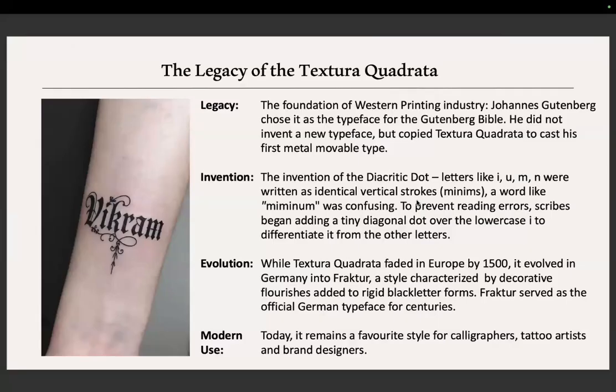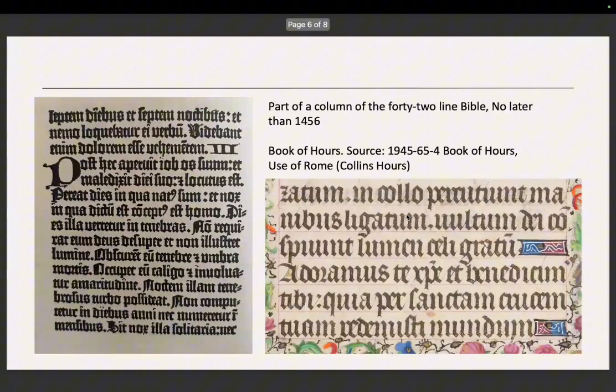And another evolution is that when Textura quadrata started to fade in Europe by 1500, it slowly evolved in Germany into Fraktur, another style that is very decorative with flourishes on a blackletter form. And Fraktur served as the official German typeface for many, many centuries. Okay. And for modern use today, it remains a very favorite style for calligraphers, tattoo artists, and also brand designers. So you can actually still see a lot of this blackletter or Textura used nowadays.